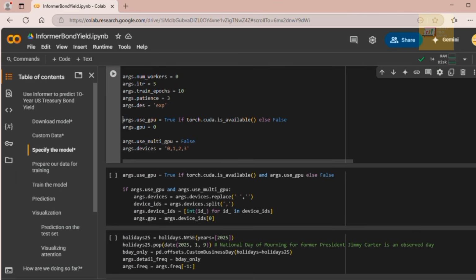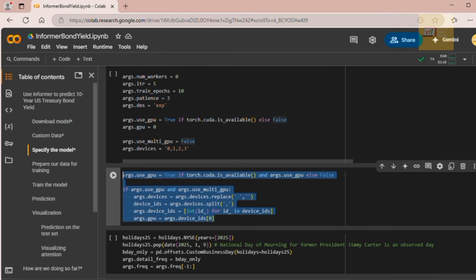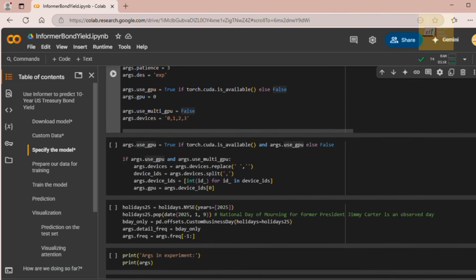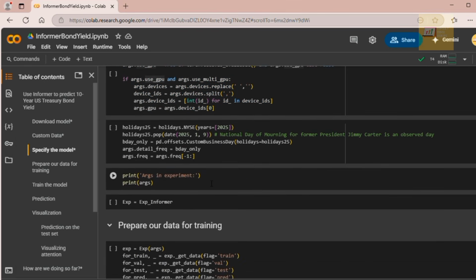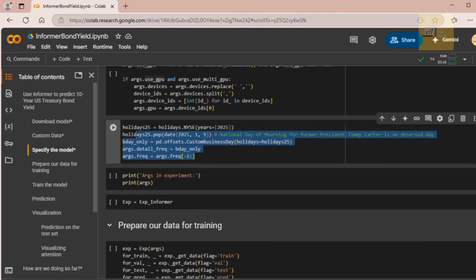For the next parameters, these are just about whether we want to use GPU or not. Okay, so we have only one parameter left here, and this is probably the most important because this is where I modify the model. The last parameter we want to talk about is detail frequency. And this is the frequency of our prediction dates.